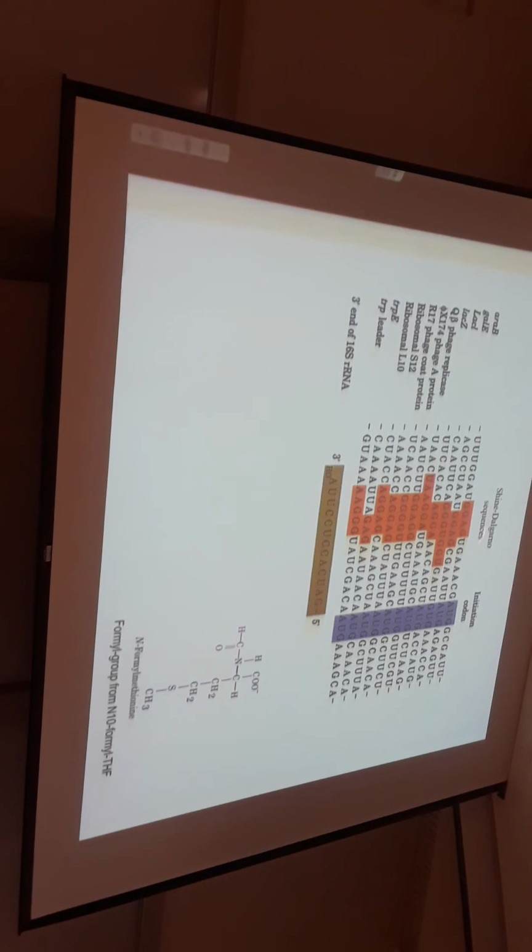And these sequences here that serve for correctly positioning the mRNA in the ribosome are called Shine-Dalgarno sequences. Okay.